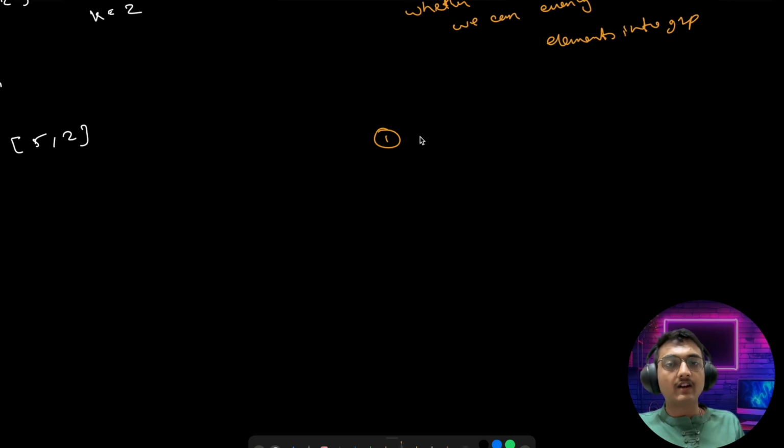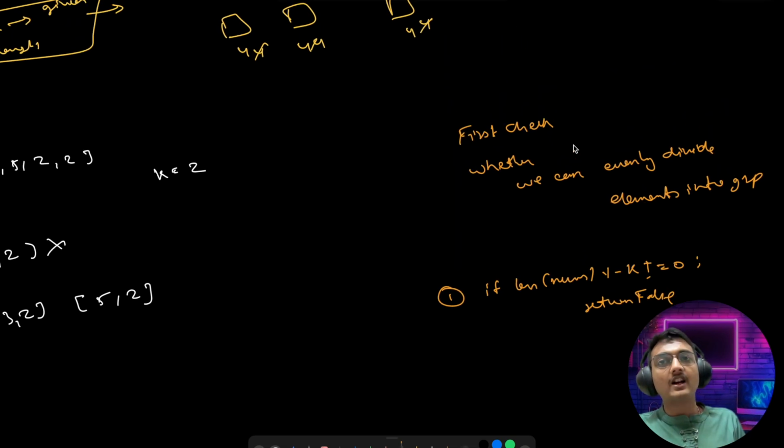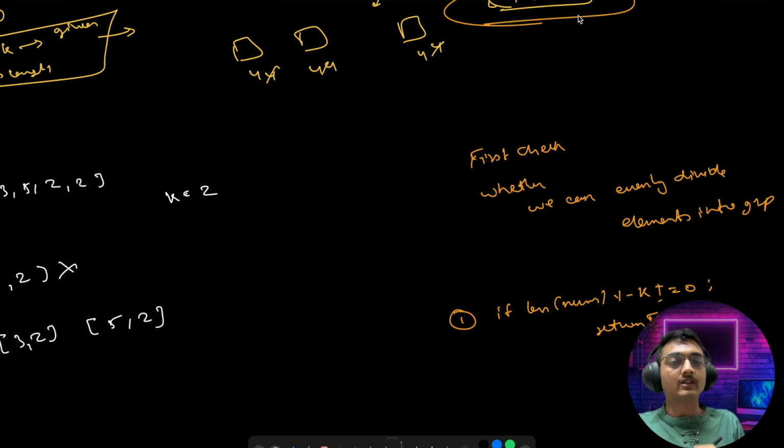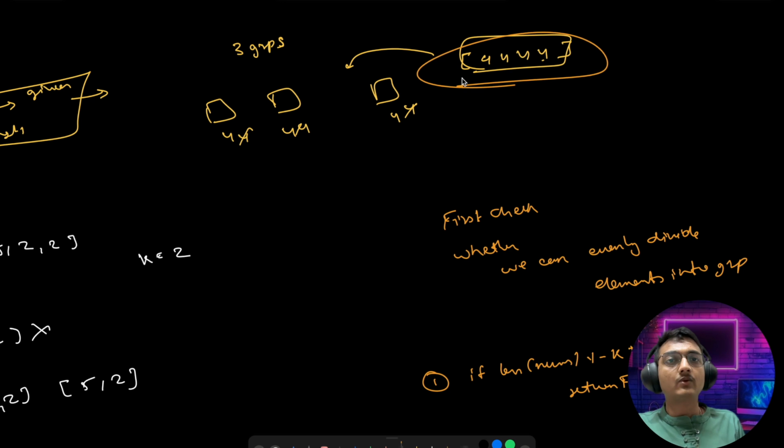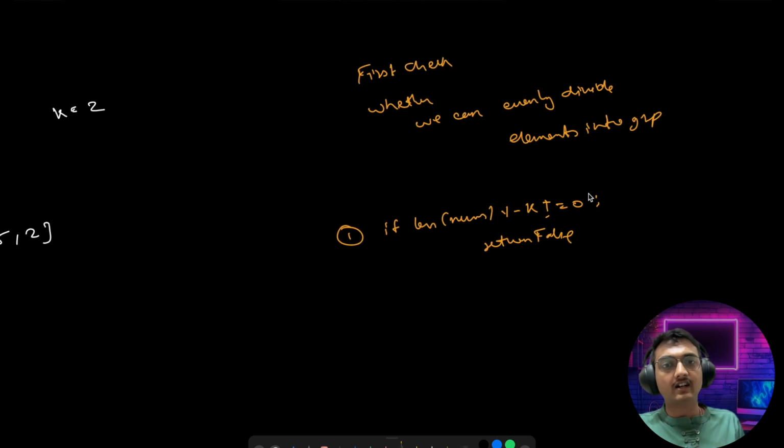First of all, I will check if length of nums modulo k is not equal to 0, I can directly return false. What does that mean? That means my groups can't be evenly divided with the length of the array. If, let's say, four numbers are given, I can't divide them into three. So the condition failed, I can return false.